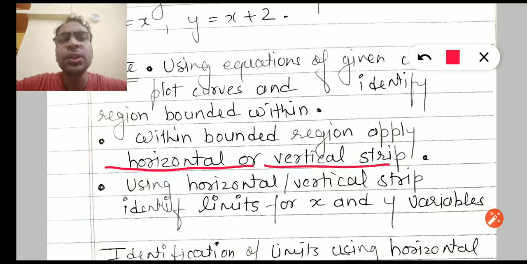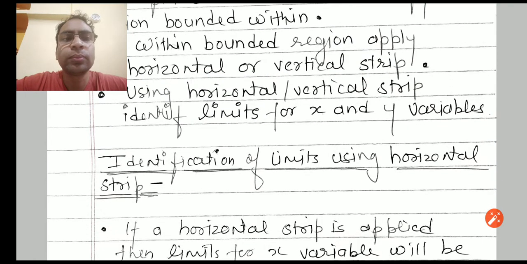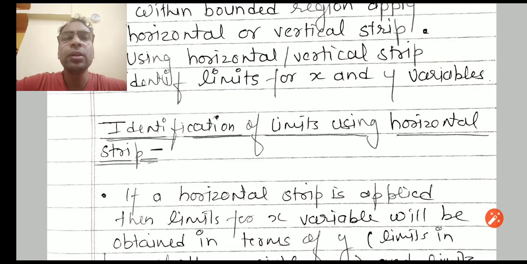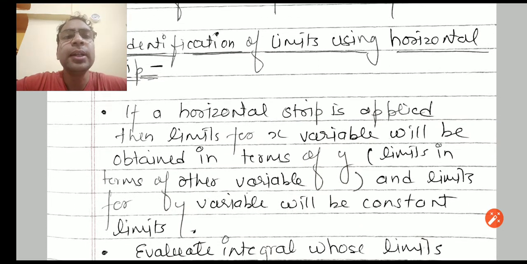Then using these strips, we will identify the limits for the x and y variables. Whether we apply the horizontal strip or the vertical strip, with the help of these strips, we will find out the limits of x and y. Now let's talk about first the identification of limits using the horizontal strip. When we apply the horizontal strip, how will we be able to identify the limits?